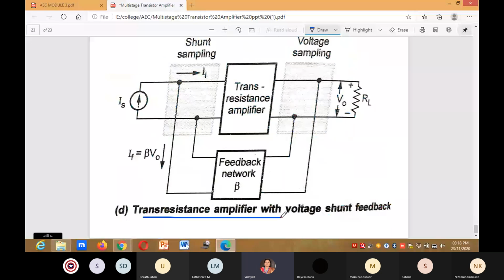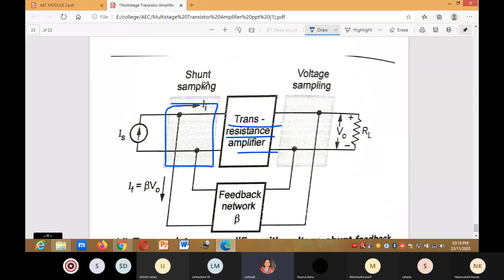Next, the transresistance amplifier. Same as before, but instead of the voltage amplifier we use the transresistance amplifier. Here, in this case, they have used shunt mixing at the input. How can you use the shunt mixer? Here they have used voltage sampling.